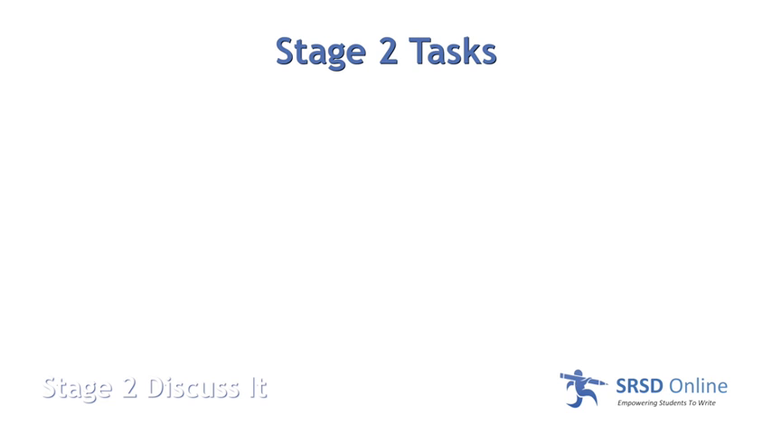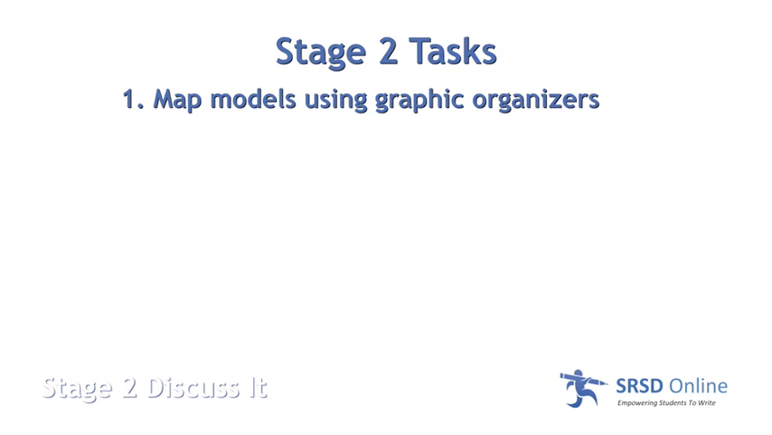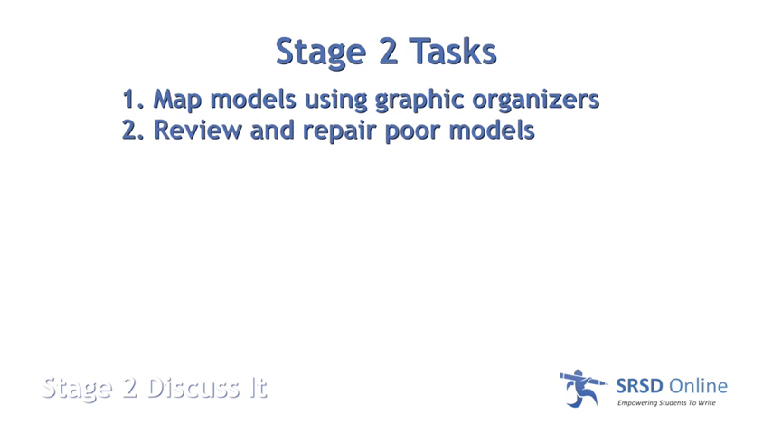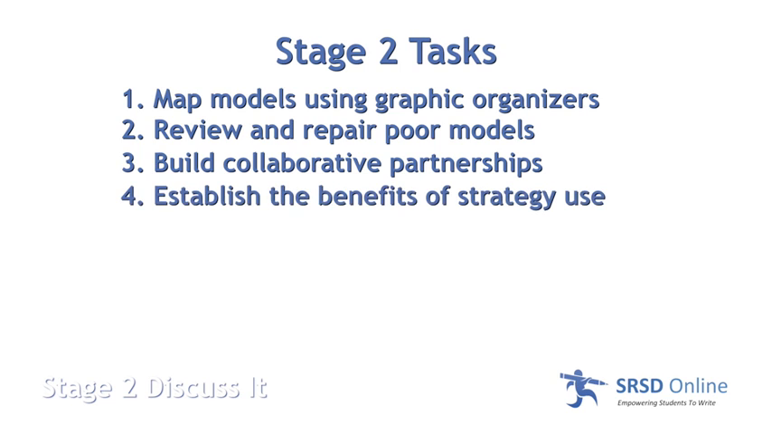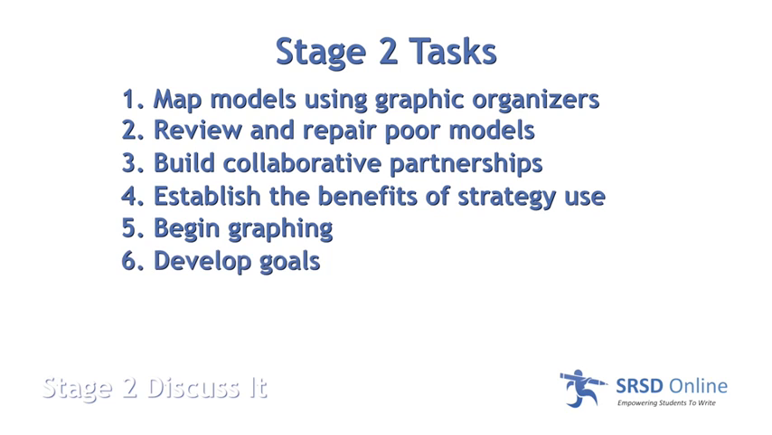The tasks in Discuss It Stage 2 are map models using graphic organizers, review and repair poor models. We want to build collaborative partnerships with the teacher and the student and student-to-student peers. We want to establish the benefits of strategy use. Again, from stage 1, we're going to build on that, hyping the genre and reminding them why it's important. We're going to begin graphing their own work so they can see their progress. We're going to also develop goals from our mapping to see where we need to go next.